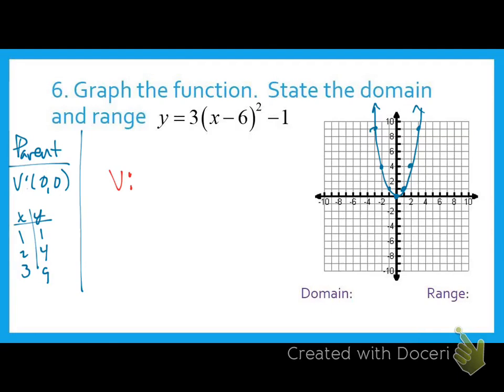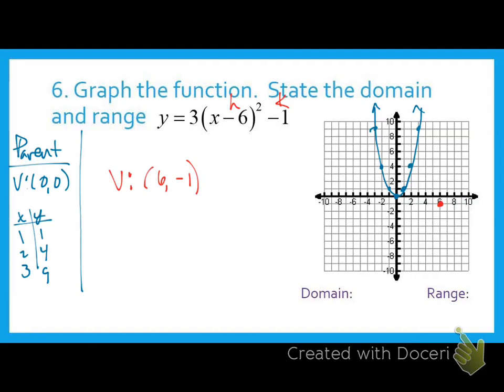So how are we shifting the parent function? Remember, h is -6. We want to shift opposite the way we think that it's going to shift. So we're going to shift the vertex from the parent function to the right 6. To the right 6 means that my x-coordinate is going to be 0 plus 6, which is 6, right? The k is -1. That means we're going to shift the vertex of the parent function down 1. Down 1 means that we're going to change our y-coordinate to -1. So there's the new vertex. Let's go plot that. 6, -1.